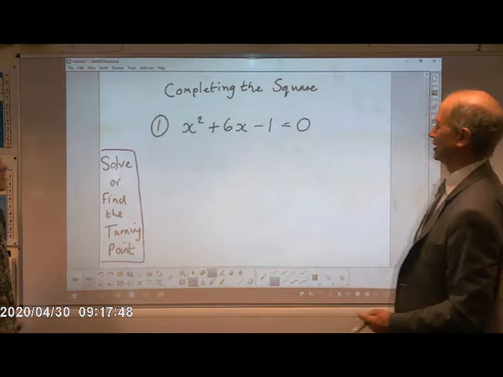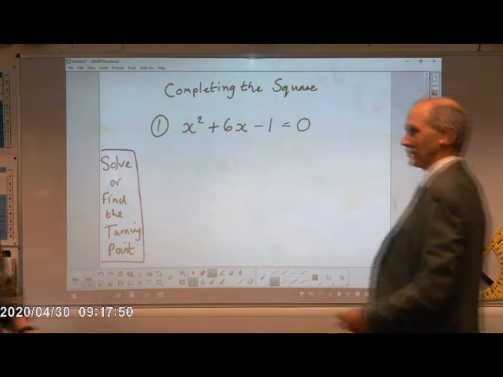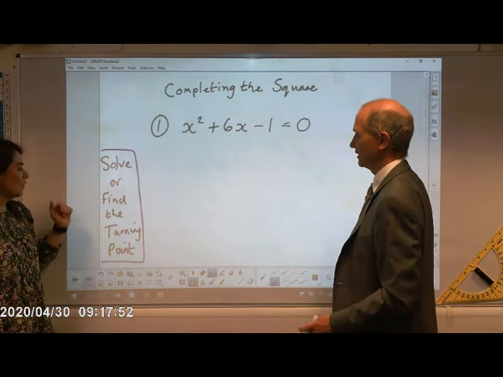I'm going to complete the square now. This is the last bit. You can use completing the square to solve or to find a turning point.